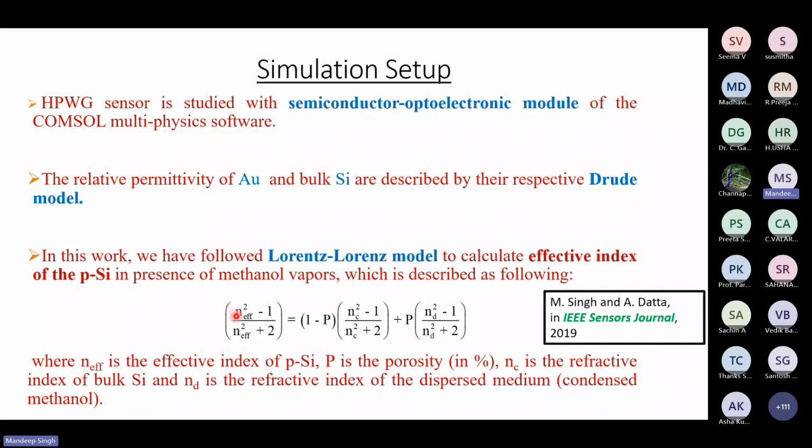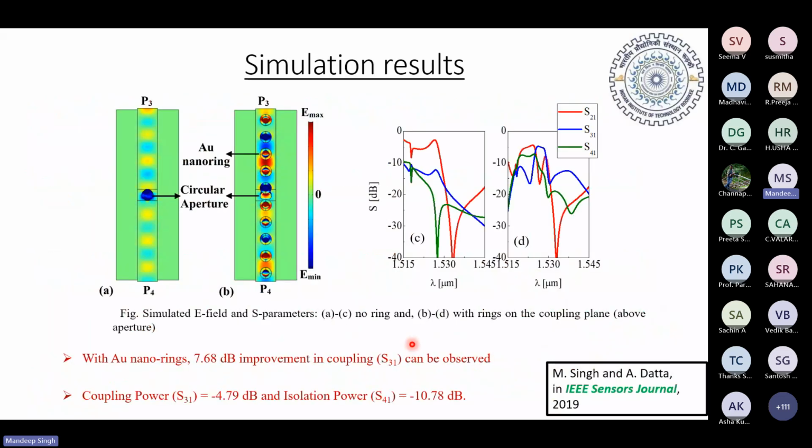Because your sensor may be 5% porous or 10% porous, accordingly we can vary the range from 1 to 100. All such variations, and we get the effective index plot using MATLAB. In this paper we have reported this, and we have taken different porosities. For different porosities we have solved and analyzed the sensor.